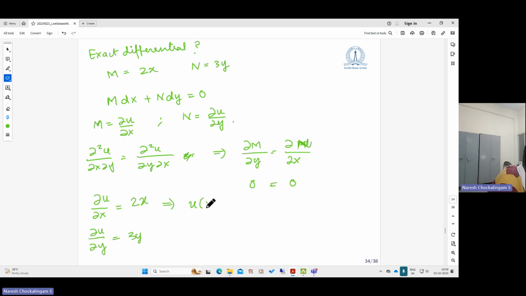So you get u of x comma y is x squared plus, so this is direct, plus the integration with respect to y. So I have a function g of y. Again, here you can integrate it directly. So you get u of x comma y is 3y squared by 2 plus the integration is with respect to y. So you have some h of x.